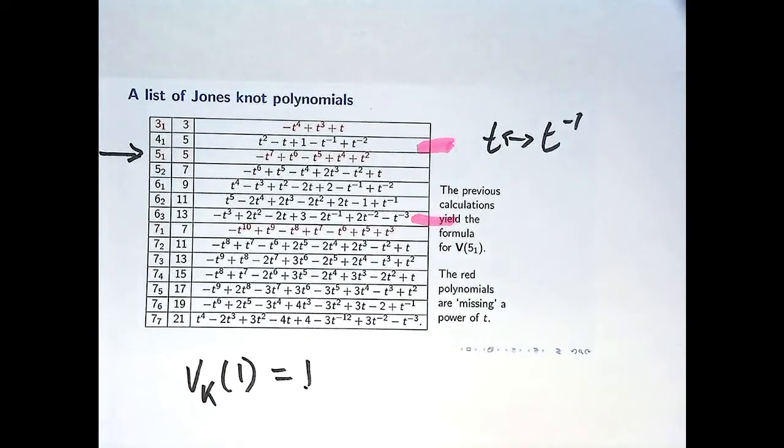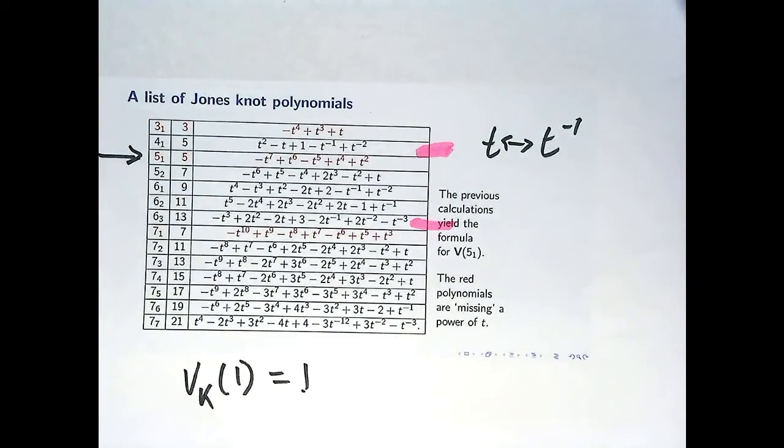I think that's on the sheet. The red ones don't satisfy that because they're missing a power of t. You see, the 3 red ones, including the trefoil knot, are missing a power of t. Otherwise, all the powers of t occur going from top to bottom.